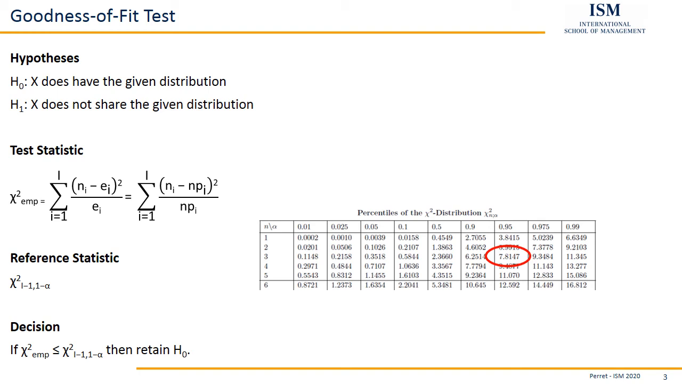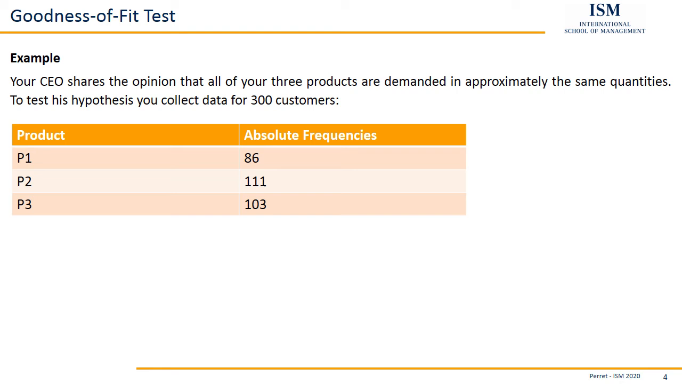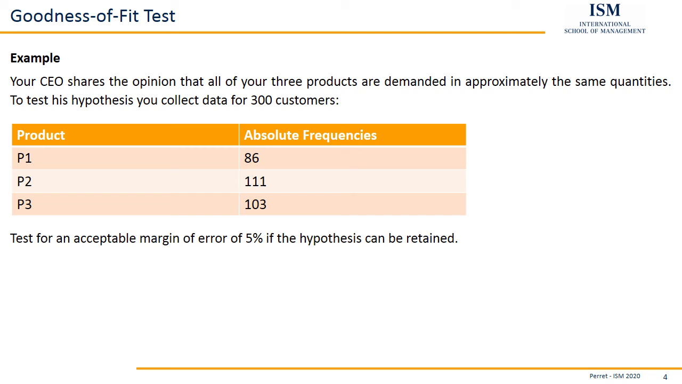Okay, so much for the goodness of fit test. Let's have a look how this looks in an example. So for example, we have here: Your CEO shares the opinion that all of your 3 products are demanded in approximately the same quantities. To test his hypothesis, you collect the data for 300 customers. That's then our data table. We have here the sold products for each of the 3 products, P1, P2, and P3. Our task: test for an acceptable margin of error, so for an alpha of 5%, if the hypothesis can be retained.